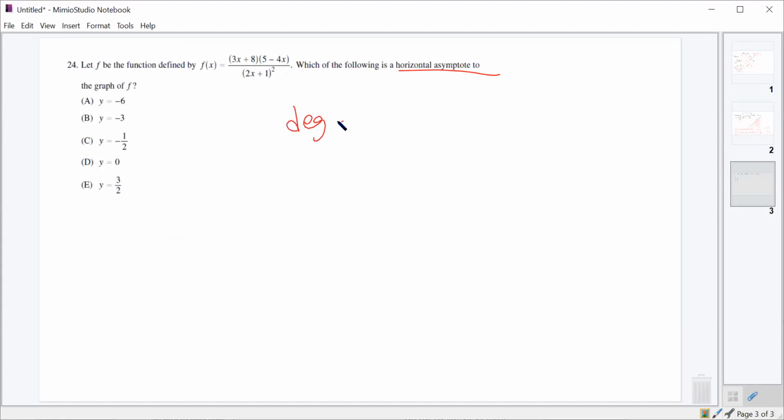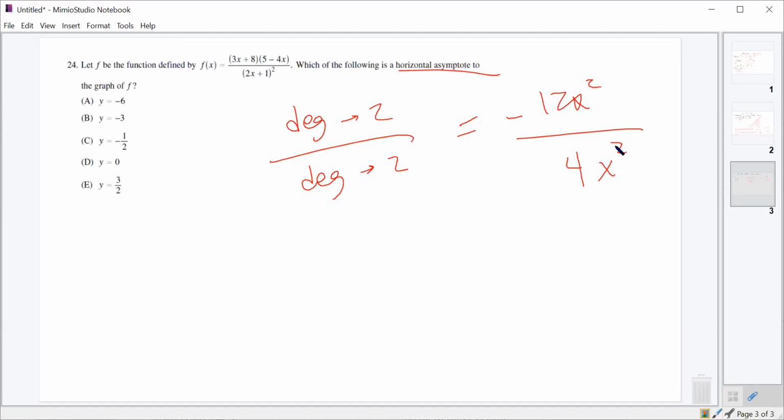Degree of the numerator is 2, degree of the denominator is also 2, right? Because 3x times the negative 4x will give you a negative 12x squared over a 2x times a 2x will be a 4x squared. And if the degree of the numerator and the denominator are the same, divide the leading coefficients to find the horizontal asymptote, and it's just y equals negative 3.